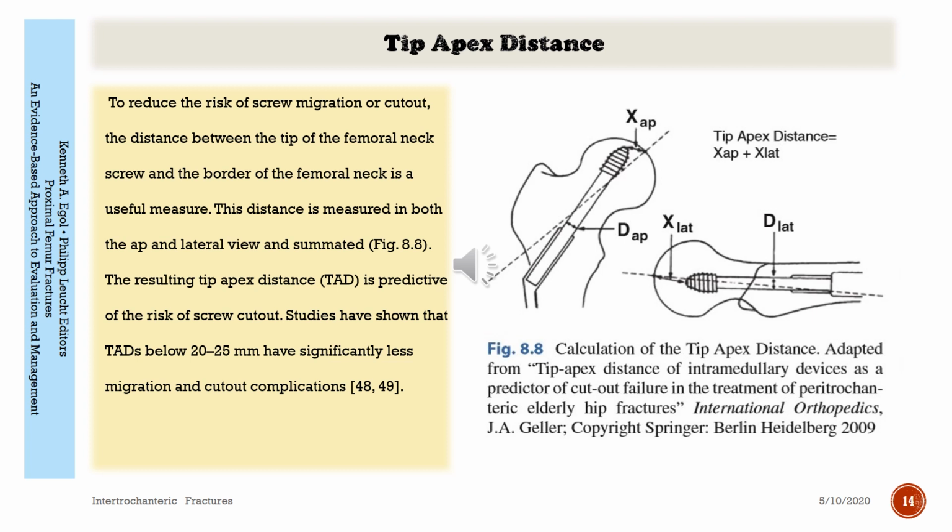This distance is measured in both AP and lateral views and summated. The resulting tip apex distance is predictive of the risk of screw cutout. Studies have shown that a tip apex distance below 20 to 25 mm has significantly less migration and cutout complications.